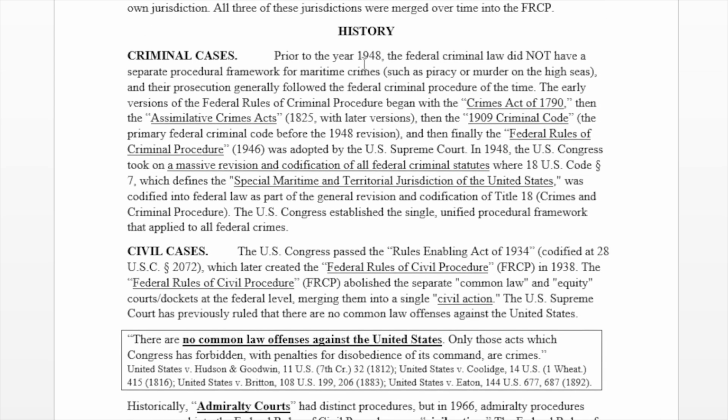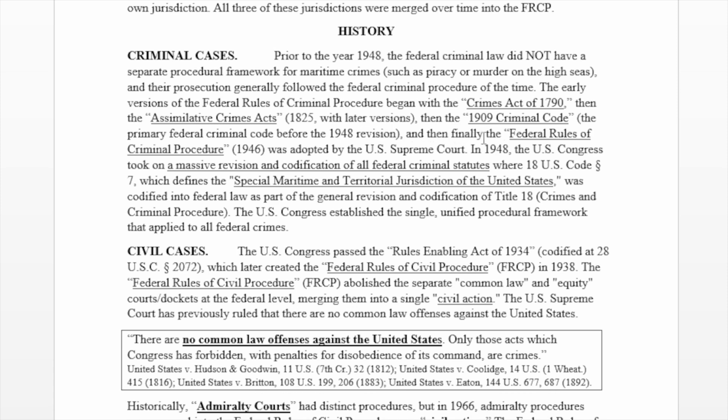Okay, so prior to the year 1948, the federal criminal law did not have a separate procedural framework for maritime crimes, such as piracy or murder on the high seas, and their prosecution generally followed the federal criminal procedure of that time. The early versions of the Federal Rules of Criminal Procedure began with the Crimes Act of 1790. Then it was the Assimilative Crimes Act, which was in 1825, with later versions. Brings us up to the 1909 Criminal Code, and this was the primary federal criminal code before the 1948 revision. That revision is very important.